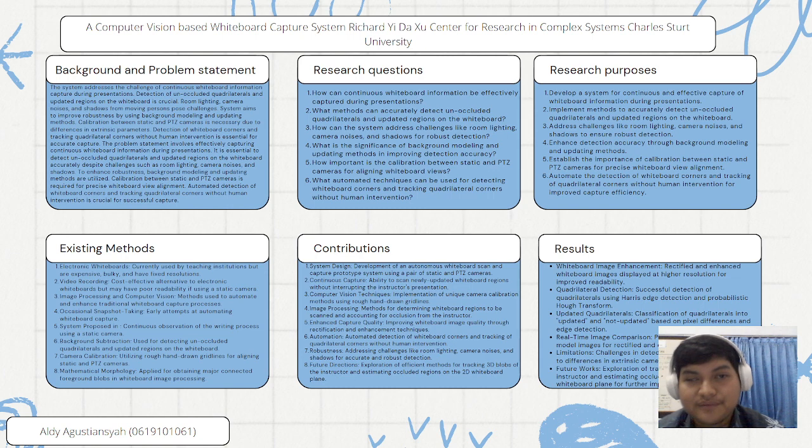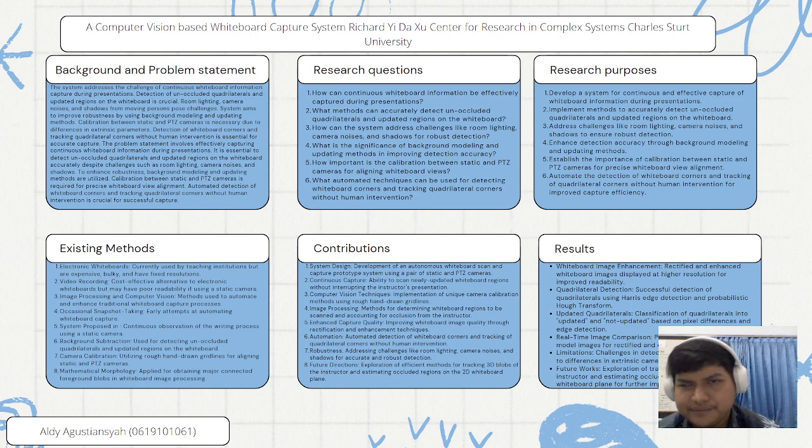Research questions. 1. How can continuous whiteboard information be effectively captured during presentations? 2. What methods can accurately detect unoccluded quadrilaterals and updated regions on the whiteboard? 3. How can the system address challenges like room lighting, camera noise, and shadows for robust detection? Those are the big three from the main purposes.